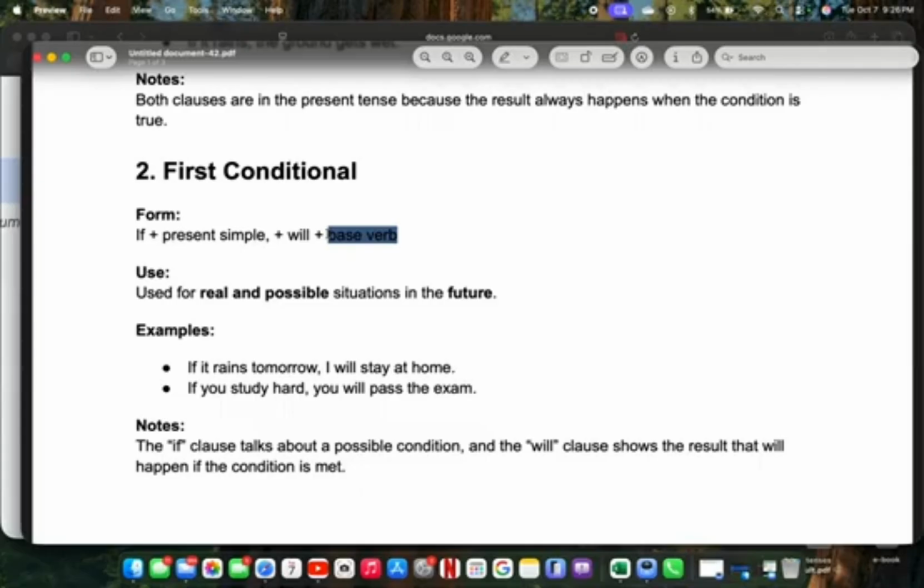If it rains tomorrow, I will plan a birthday party. Contoh. Okay, benda yang real dan juga possible situation in the future. Yang bakal berlaku in the future.